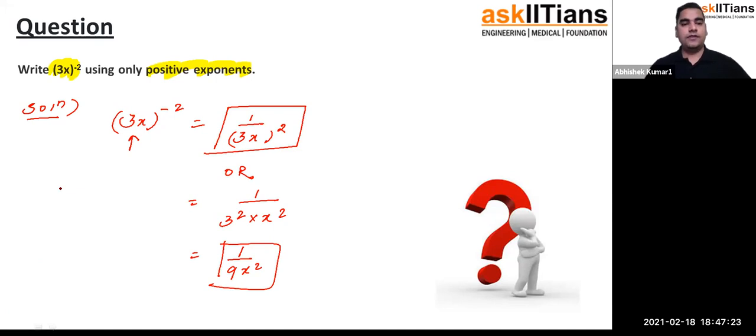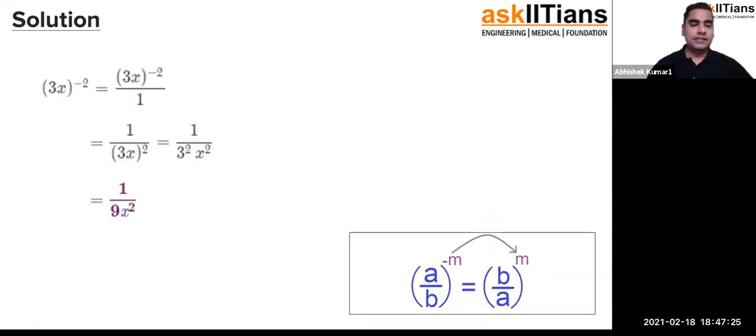Okay, check out. Now what do we have? This is the solution for your reference, guys. We were provided 3x raised to the power minus 2. This can be written as 3x raised to the power minus 2 over 1. And what will be the reciprocal of that? That will be 1 upon 3x raised to the power plus 2. And this can be written as 1 upon 3 raised to the power 2 into x raised to the power 2. And you will have 1 upon 9x square.